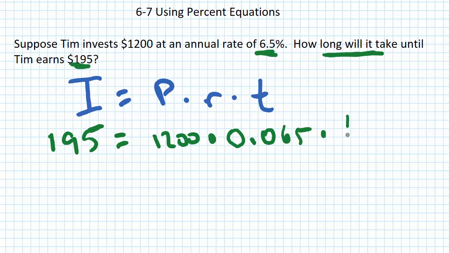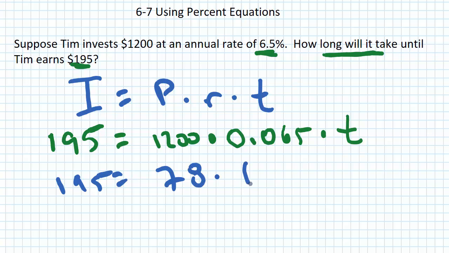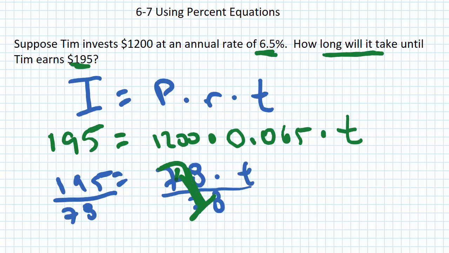How long will it take? So I'm going to leave my variable t there. Well, now I have an equation I can solve. So I just go ahead and keep simplifying this. So 195 is equal to 1,200 times decimal 0.065, and that turns out to be 78 times t, and then I divide by 78. 78 over 78 gives me a factor of 1. So I'm left with on the right t equals, and 195 divided by 78 is 2.5.